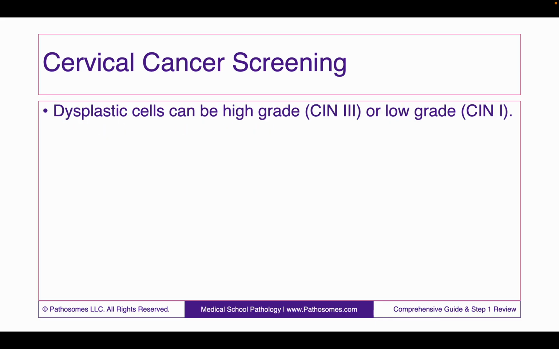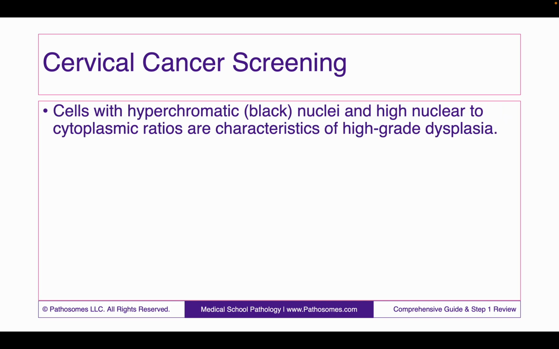Dysplastic cells can be high grade, such as that seen with CIN type 3, or low grade, such as that seen with cervical intraepithelial neoplasia type 1. Cells with hyperchromatic, blackish, or very, very blue nuclei and high nuclear to cytoplasmic ratios are characteristics of high-grade dysplasia.